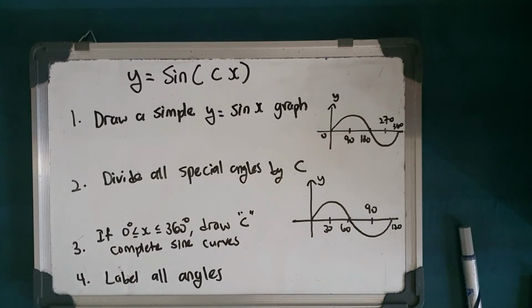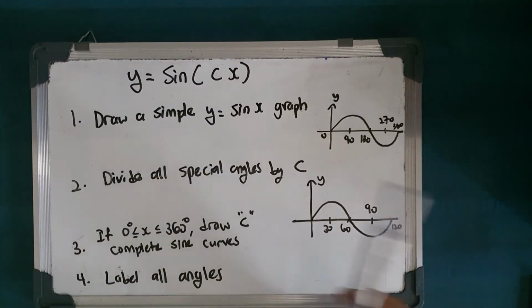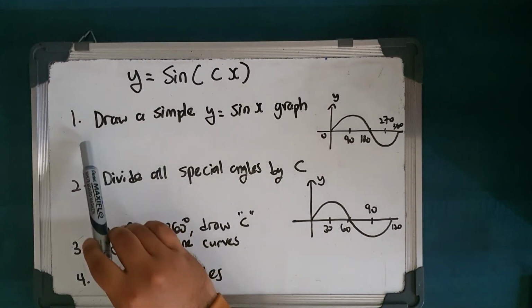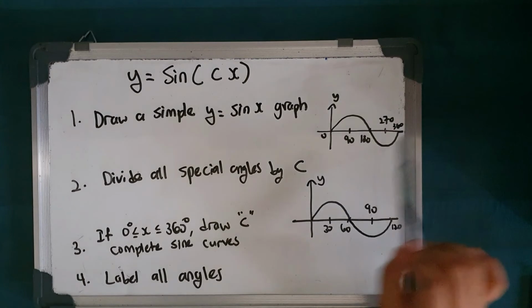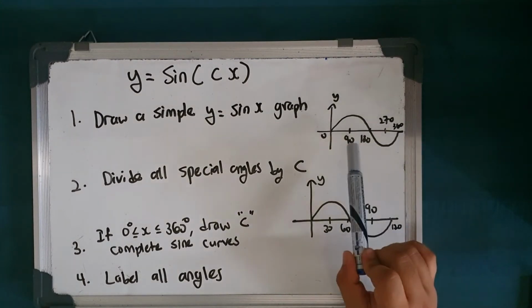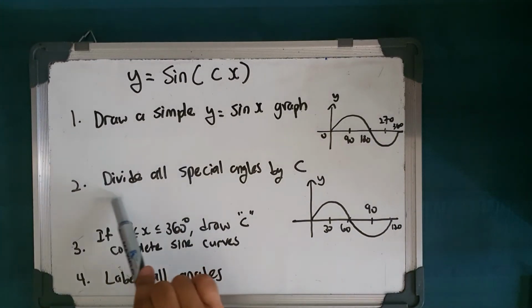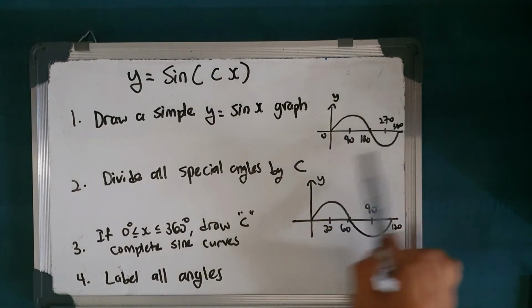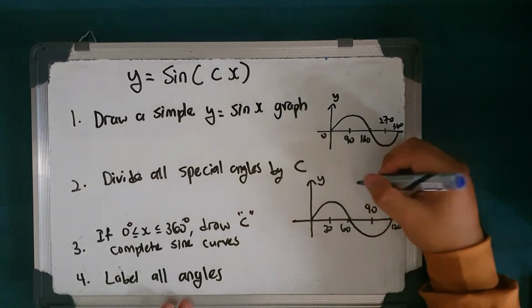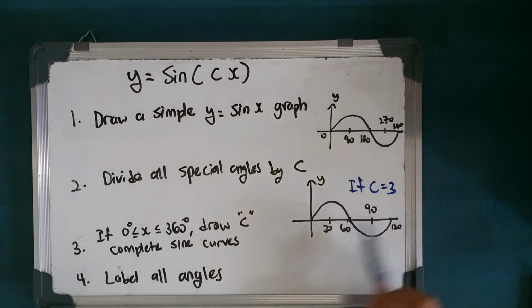I have listed the steps for you here. So if I want to draw y equals sin cx, where c is any positive number, we focus on positive first. First thing you do is draw a simple sin x graph over here. We all know the special angles 90, 180, 270, 360. After that, you divide all these angles by c, whatever the number is. So, let's say if c was 3, then you divide everything by 3. So, 90 over 3 is 30. Everything divided by 3.